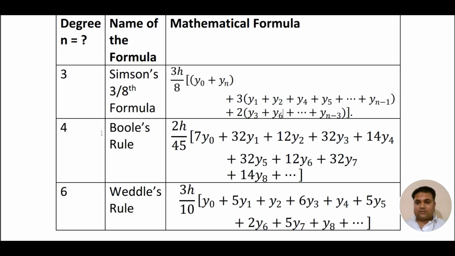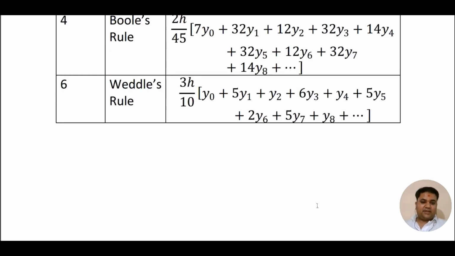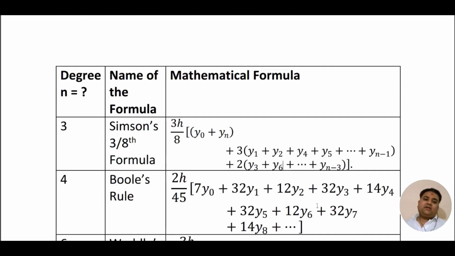In the same way, if you substitute n is equal to 4, you will get Boole's rule, which is expressed here, and n is equal to 6 is Weddle's rule, which is also given here. So in this way we can derive all these formulae. Your task is to understand the methodology of how to derive such formulae. And one more thing, Simpson's 1/3 rule is mostly used in all these basic cases, but as you go for higher order formulas like Simpson's 3/8, Boole's or Weddle's, you will get much better results. So thank you very much.